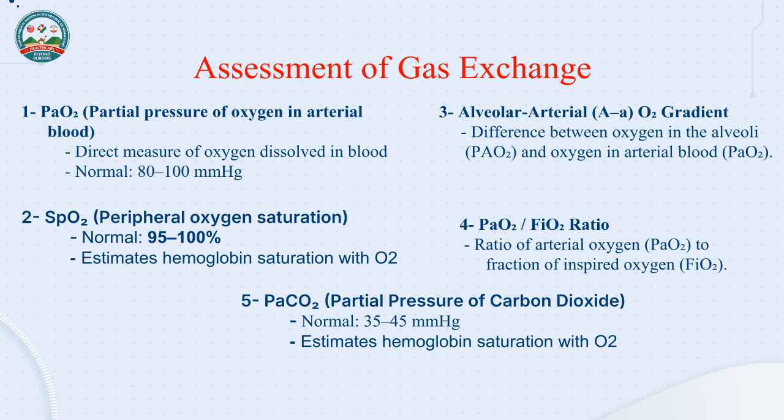PaO2/FiO2 ratio, the P/F ratio. This ratio is critical in ICU to diagnose ARDS and guide ventilation strategy. PaCO2 reflects ventilation, not oxygenation. A sudden rise in PaCO2 in a ventilated patient can signal a blocked airway tube, ventilator failure, or worsening lung disease. Always check PaCO2 along with pH to know if the change is acute or chronic.